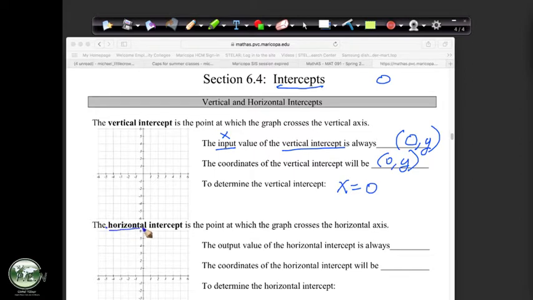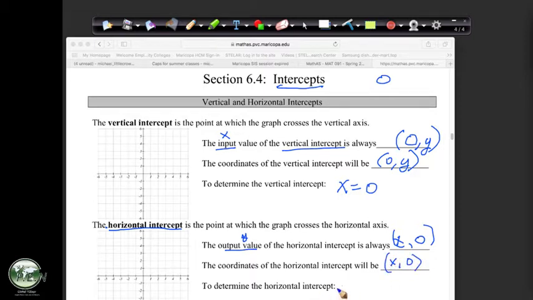Now, the other half, and this is all there is to this: what's a horizontal intercept? 0. 0 where? For the y, for the output value. Simple. A lot of times when you start looking at math, if you know one side, the other is just the reflection, just the opposite. Just like life. So the horizontal intercept always has y is 0. X is some value, but y is 0. The coordinates of the horizontal intercept will be (x, 0). So I double dip there.